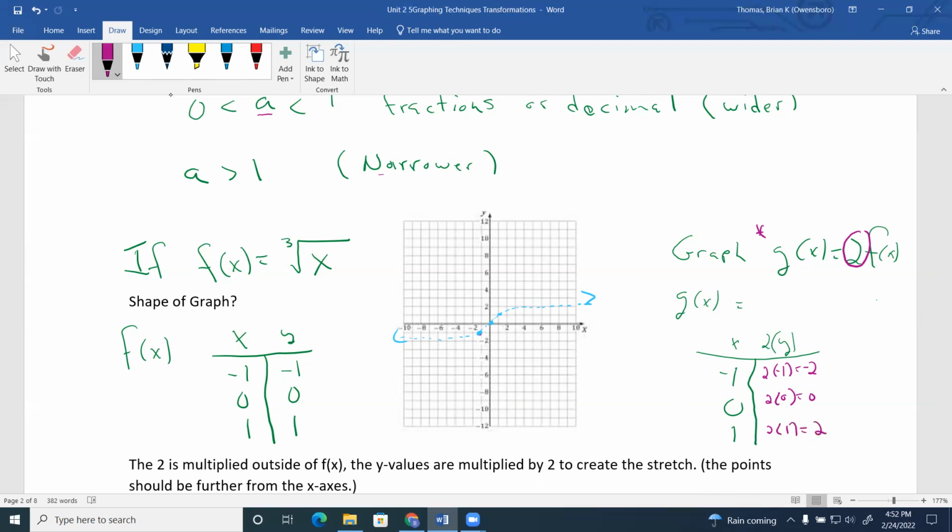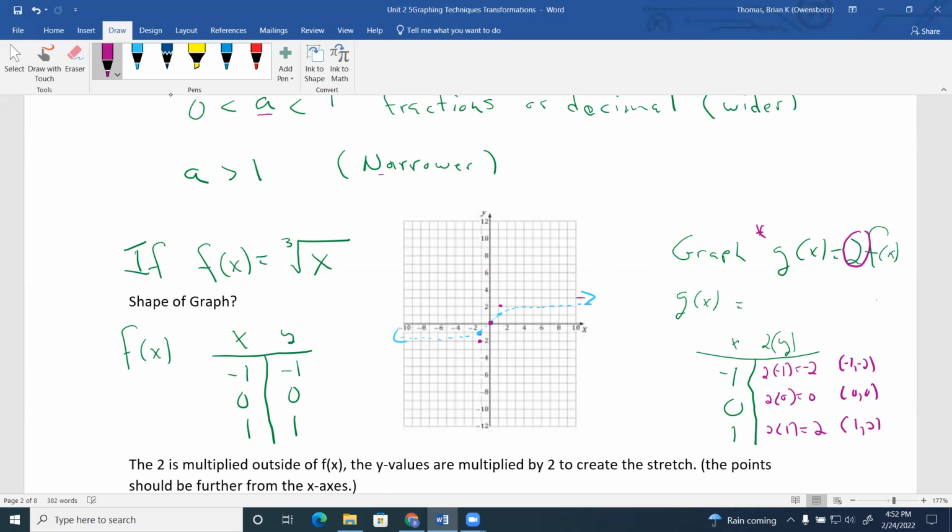So that's going to be my new ordered pairs. The -1, -2 would be a point, 0, 0, and then 1, 2 becomes a point. So those would be my ordered pairs: -1, -2, 0, 0, and 1, 2. If we graph those, notice that those points got further away from the x-axis. So we call that a vertical stretch.